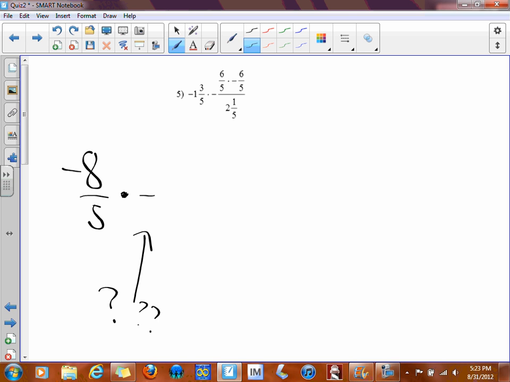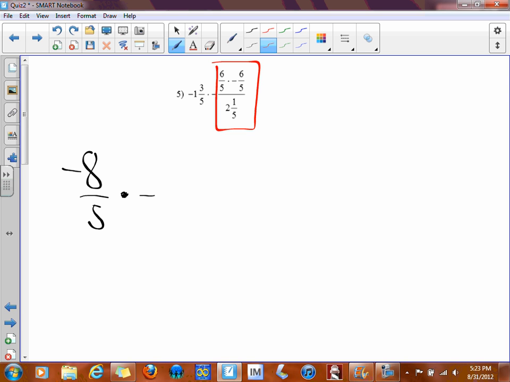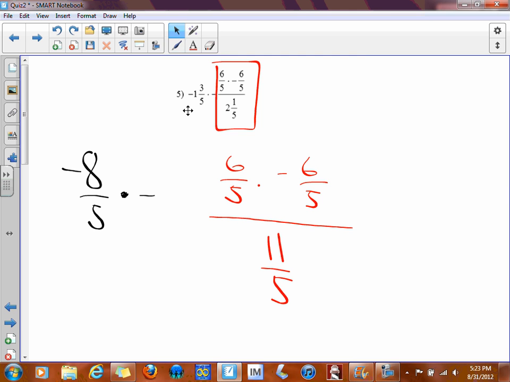A negative sign is subtraction. A subtraction sign is a negative sign. They're one and the same. And then I'm going to stop right here and look at what's inside this box. Inside the box is 6 divided by 5 times -6 divided by 5, and on the bottom is 2 1/5. 2 1/5 is no good. You've got to make it an improper fraction: 11/5.